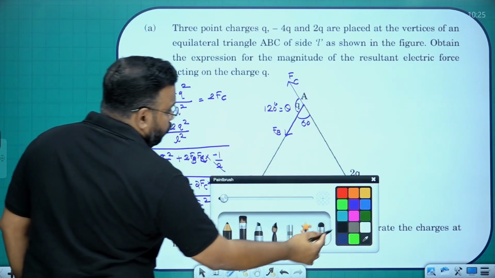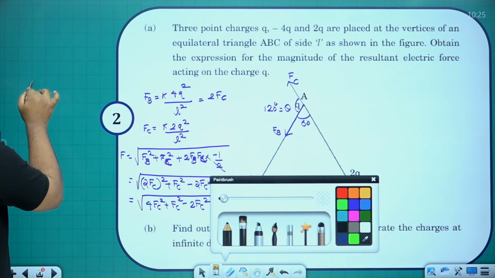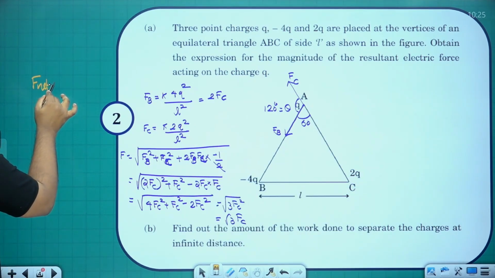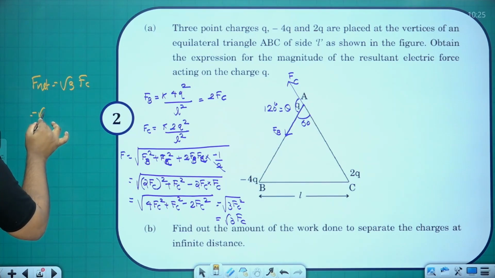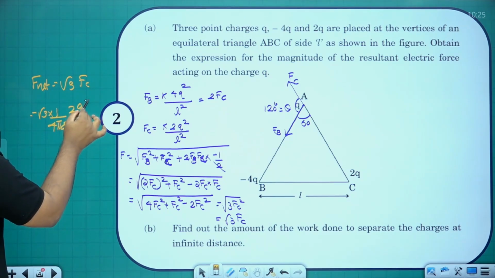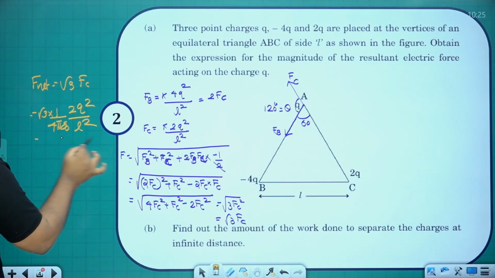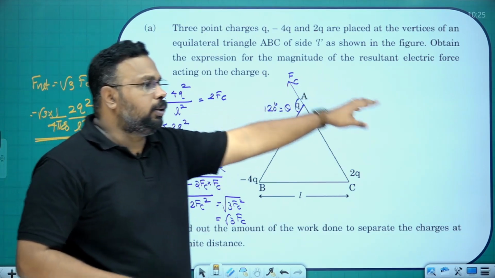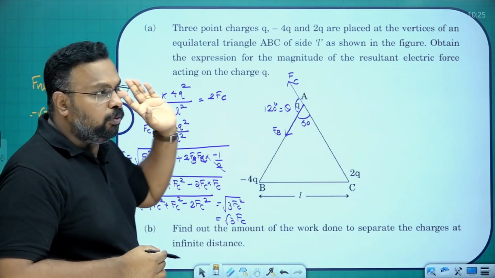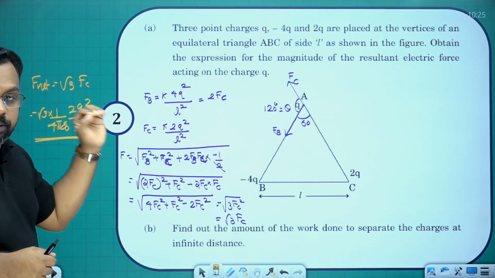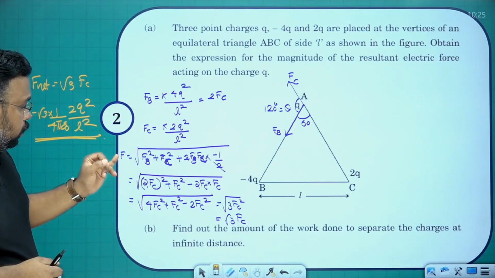So the final answer will be, therefore, net force F net is equal to, what is the result? Root 3 FC. What is FC? Root 3 into FC, where K is 1 by 4 pi epsilon naught, into 2q square by L square. They are asking only the magnitude, no direction. So this is the magnitude of the resultant force. Hope this is clear for you. Please practice 1 or 2 times if you have any confusion.